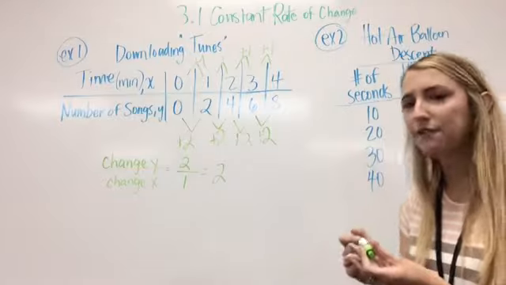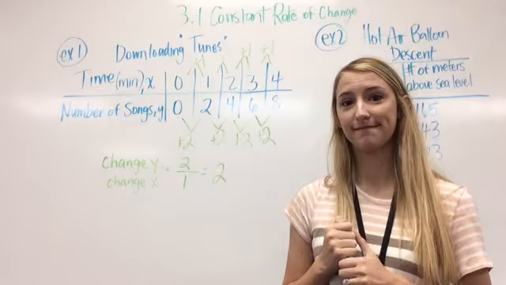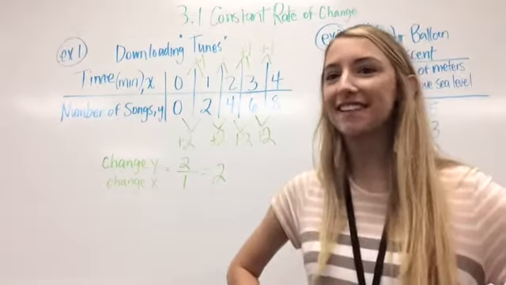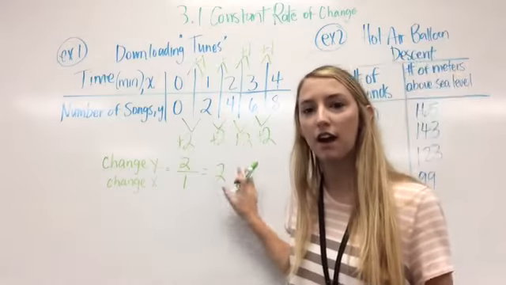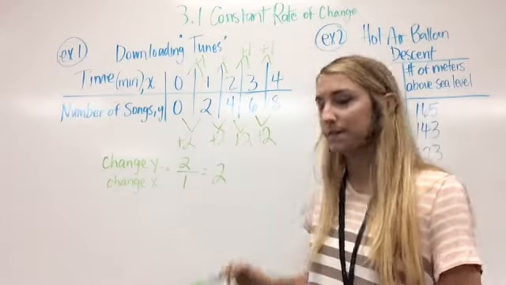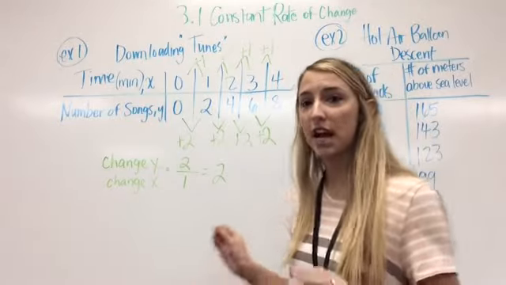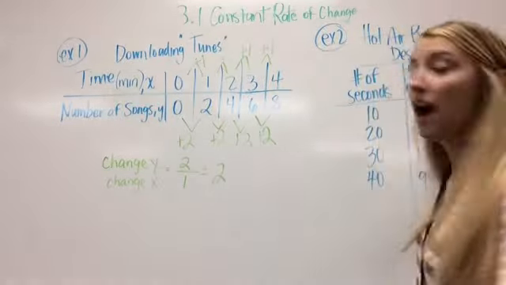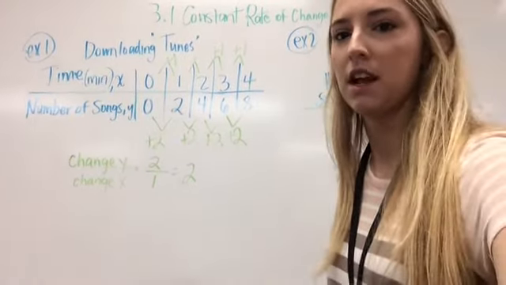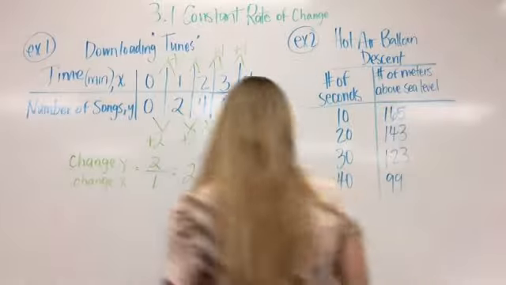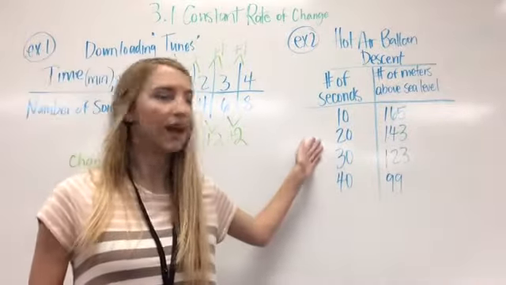Now, what kind of relationship would you think this is? You are absolutely right. It is a linear relationship. Linear relationships always have a constant rate of change. Okay? So I'm going to flip over to this other example. It's a hot air balloon descent. I know everyone loves hot air balloons. Okay. So over here we have another table, just written a different way.